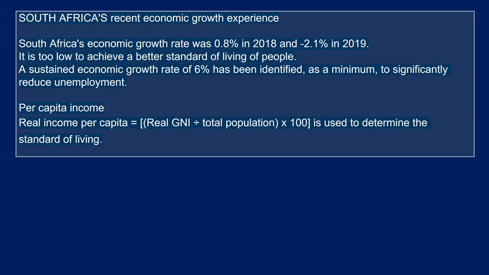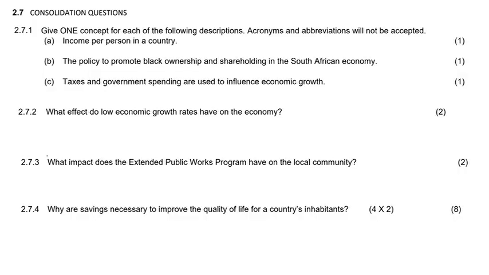The per capita income, our real per capita income, is equal to the real gross national income divided by the total population times 100, and this is what is used to determine the standard of living. Right.